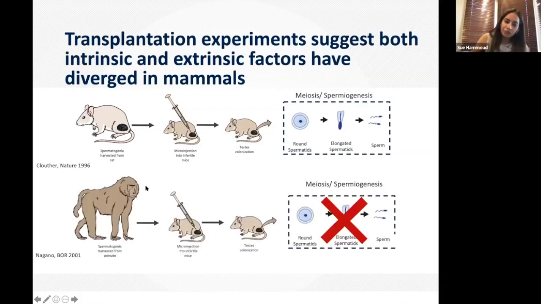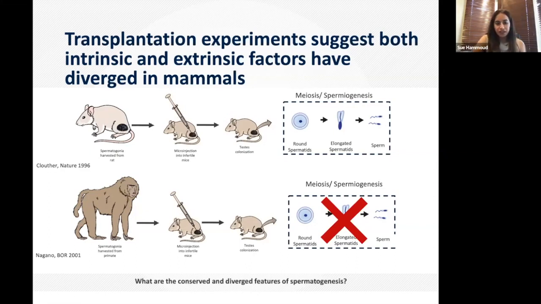However, when you bring in primate spermatogonia from macaque or human and transplant them into the testes, these cells colonize the seminiferous tubule, but they can never differentiate to make differentiating spermatogonia, nor can they enter into the process of meiosis, which suggested that differentiation and meiotic entry have evolved across species.